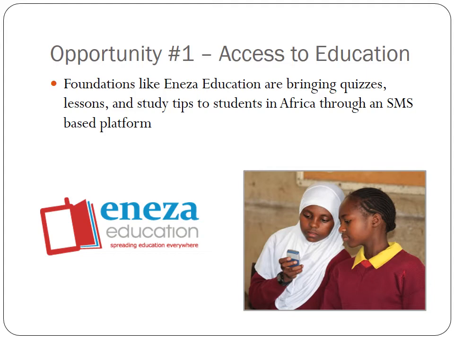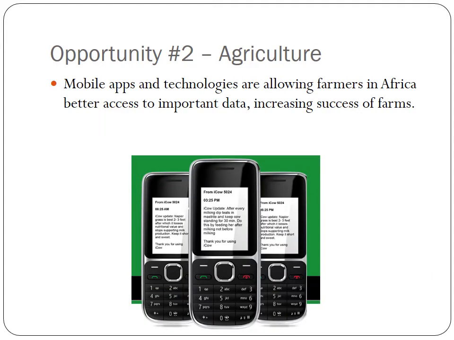Currently, 9 million students are in primary school in Africa, but only 300,000 go on to secondary school. Enza aims to change this by using an SMS-based platform to send quizzes, lessons, and study tips to students, parents, and educators. Students can use the text to increase their knowledge and then to qualify for scholarship.